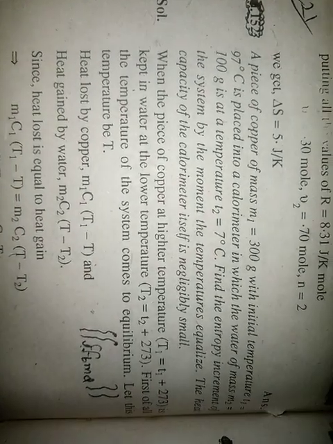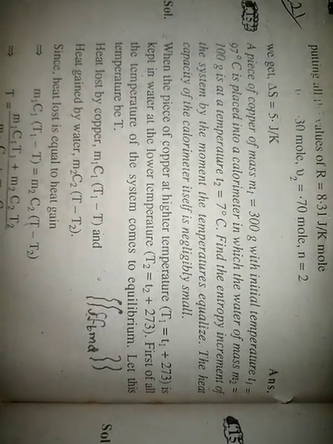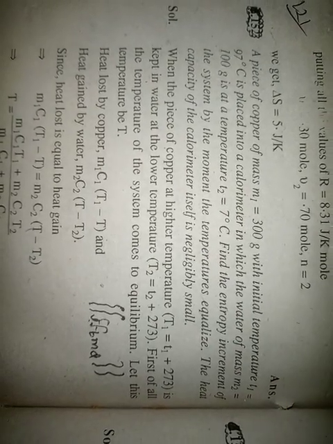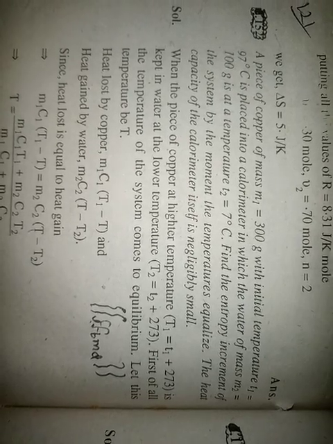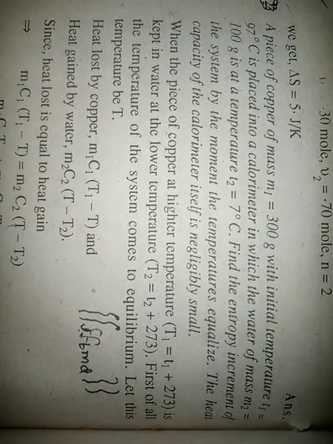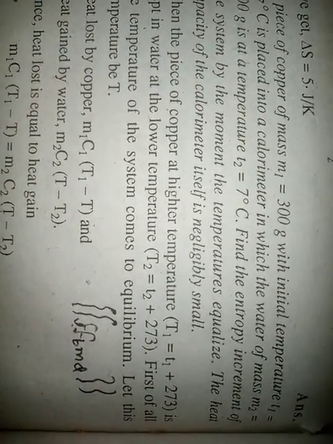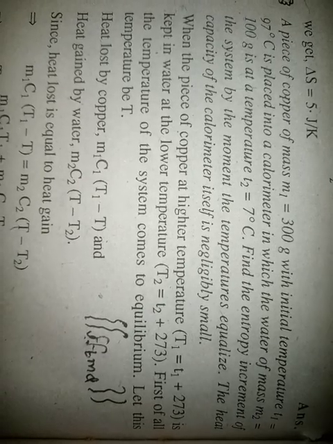A piece of copper of mass m1 equals 300 gram with initial temperature T1 equals 97 degrees Celsius is placed into a calorimeter in which water of mass m2 equals 100 gram is at temperature T2 equals 7 degrees Celsius. Find the entropy increment of the system by the moment the temperature equalizes. The heat capacity of the calorimeter itself is negligible.